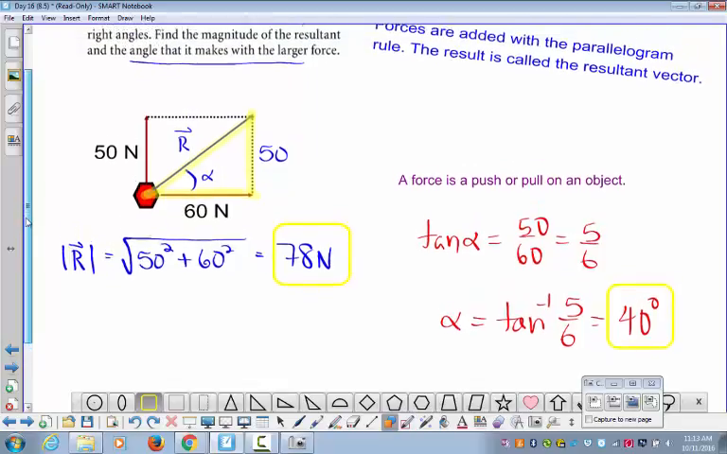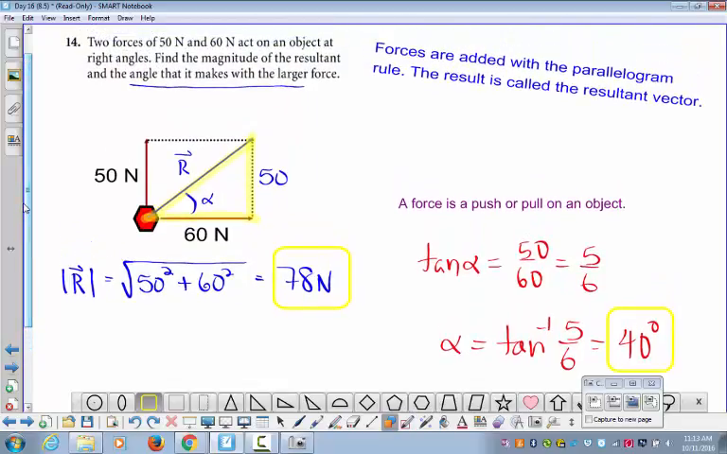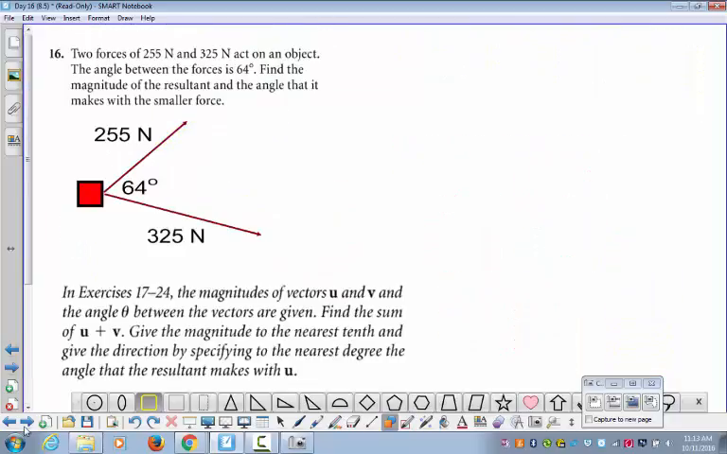All right. So again, we call that the resultant vector. When you add two vectors together, it results in that vector. Let's do another one. So here the angle is not a right angle, so it's going to be a little bit more work. The concept is the same, though.